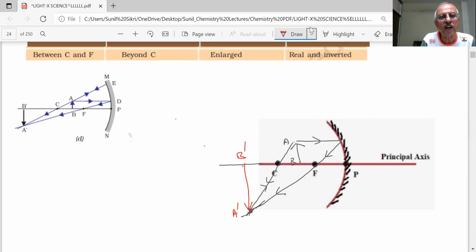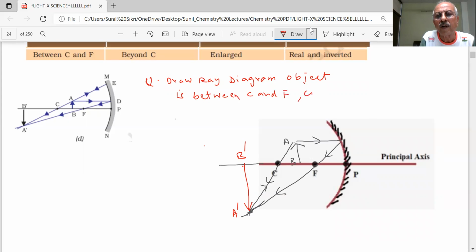The question was: draw the ray diagram when the object is between C and F for a concave mirror. Okay, students, what is the position of the image? Beyond C.